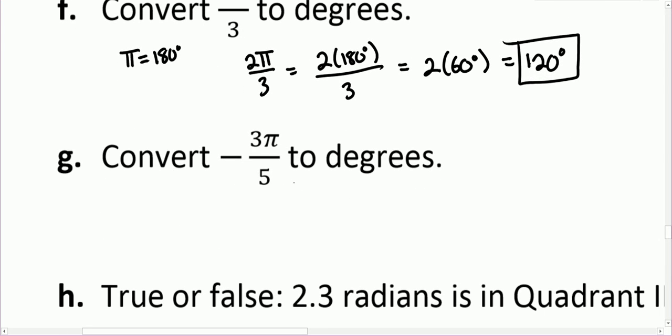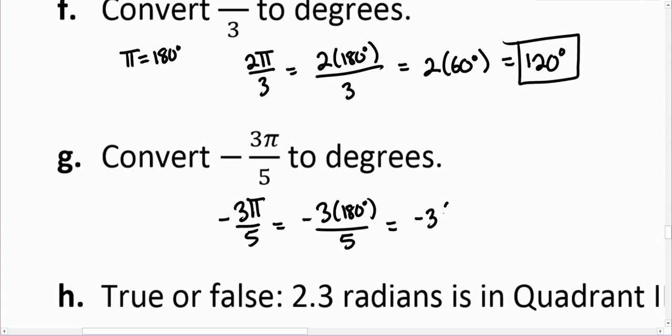Again, we're going to convert radians to degrees. I'm going to use the same method. We got negative 3 pi over 5, which is equal to negative 3 times 180 degrees over 5. 180 divided by 5 is 36. So this is negative 3 times 36 degrees. And 36 times 3 is 108 degrees.